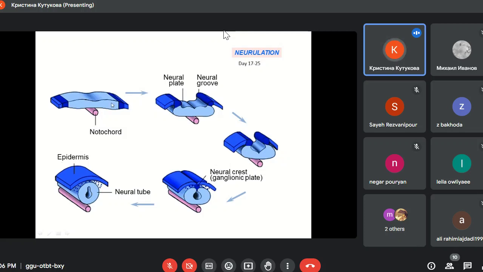So notochord somehow acts upon the ectoderm and makes this ectoderm become a first neural plate that next invaginates into underlying mesenchyme with the formation of neural groove, and next it closes with the result of formation of neural tube. And some cells that are not included, neither into neural tube nor into epidermis of ectoderm, stay in a form of neural crest or ganglionic plate.